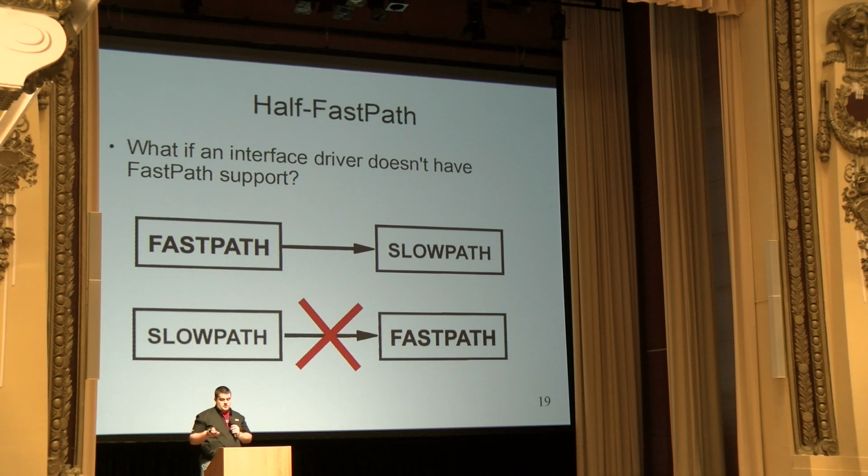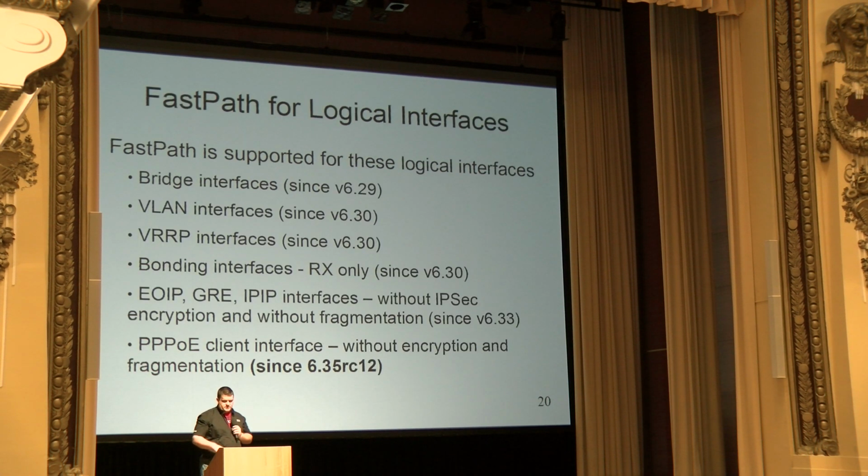So that means that we needed to add some more interface support for FastPath. So we did. In 6.29, we added bridge interface FastPath support. That's for cases where you are routing from a bridge to somewhere else. Not traffic through the bridge, but when the bridge is the interface the traffic is going out from.